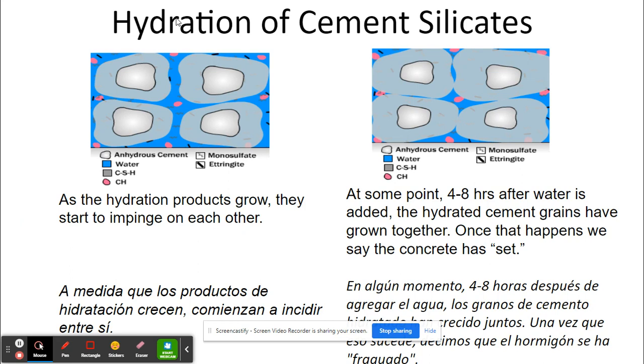As we can see over here, that calcium silica hydrate, known as the CSH, starts to get bigger and starts to impinge on each other or get closer. Finally over here, you can see that they're touching. Over time, this gets larger and starts to harden. When it gets big enough and it's touching each other, which happens about 4 to 8 hours after the water is added, they start to grow together, and we call that the cement has set.